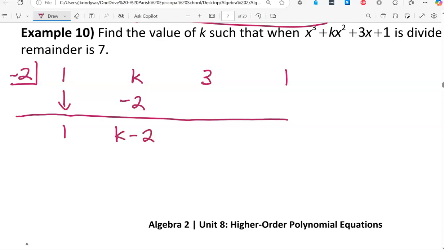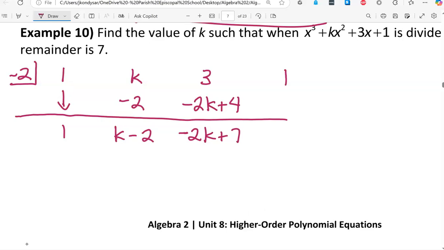Now we're going to have to multiply k minus 2 times negative 2. Distributing the multiplication, that gives negative 2k plus 4. Adding that column, we get negative 2k plus 7. That, in turn, has to still be multiplied by negative 2 again, so that's going to give us 4k minus 14, and then adding that column we get 4k minus 13.